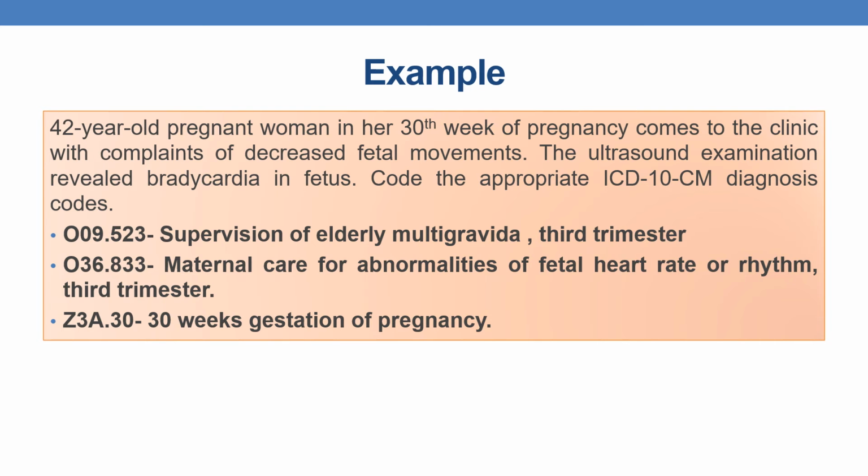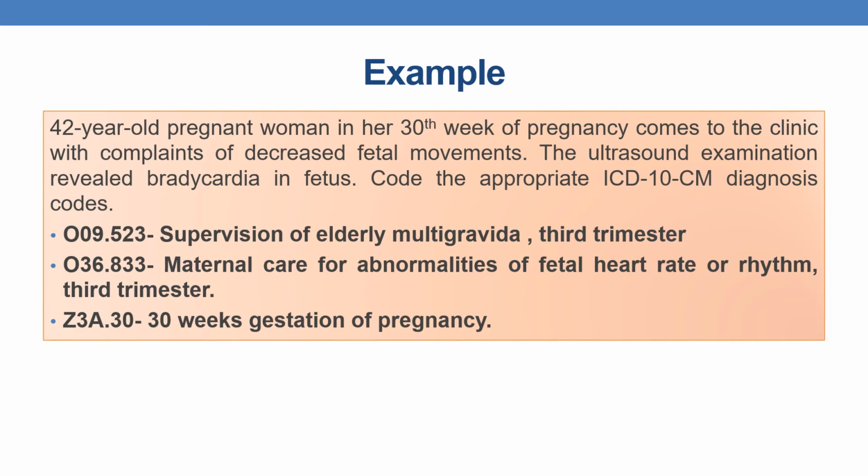Now let us see an example. A 42-year-old pregnant woman in her 30th week of pregnancy. 42 years old means here the age is more than 35 years. So a 42-year-old pregnant woman in her 30th week of pregnancy comes to the clinic with complaints of decreased fetal movements.